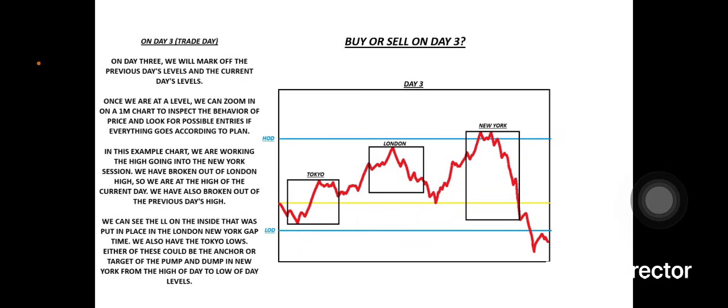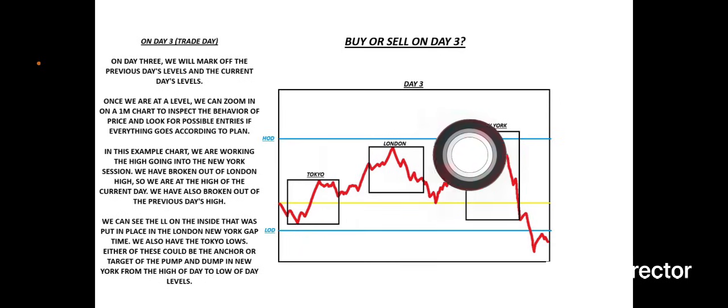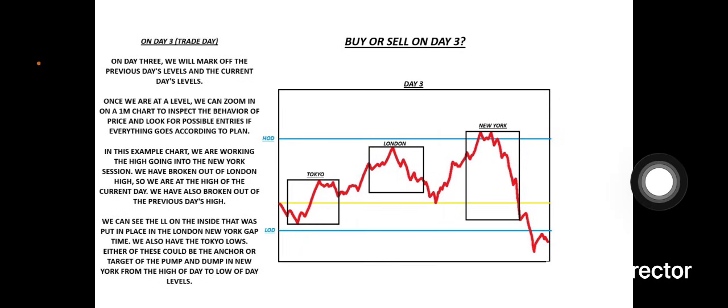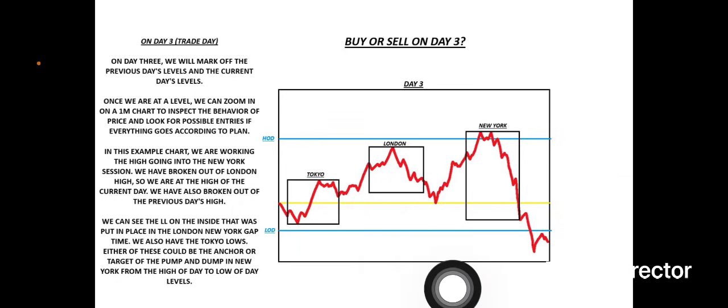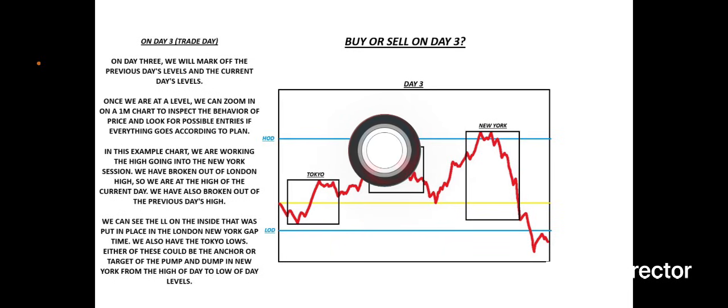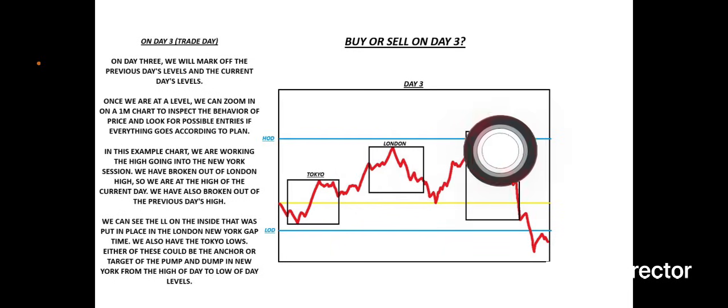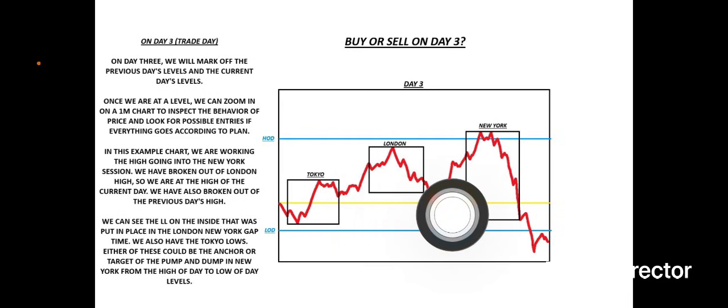Now, when I say we might mark off the current day's levels, okay? That's the most recent high and low. So you see, we have a recent high in London before the New York session, and we have a recent low in that gap time. So here's our high, here's our low.